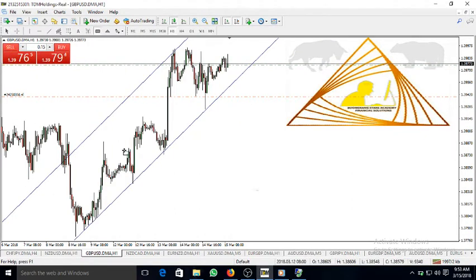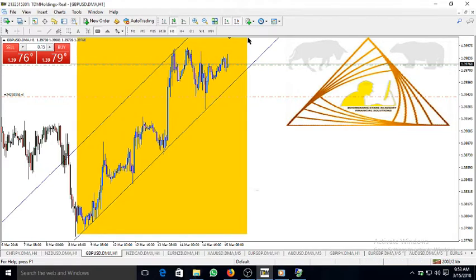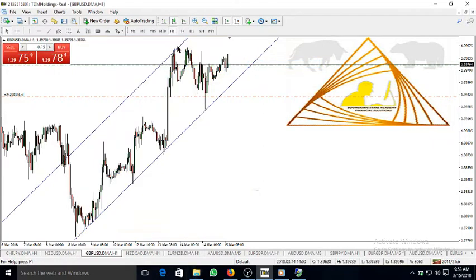I determined the trend. First things first, determine the trend. I'm having a strong uptrend, right? So not by any chance am I looking for a sell, right? So I drew it like this.